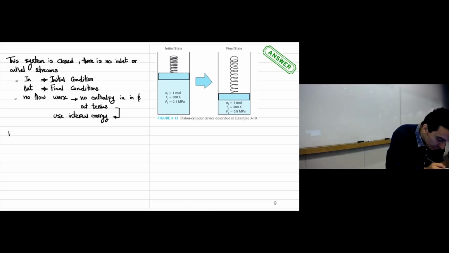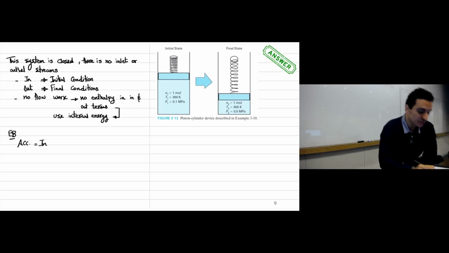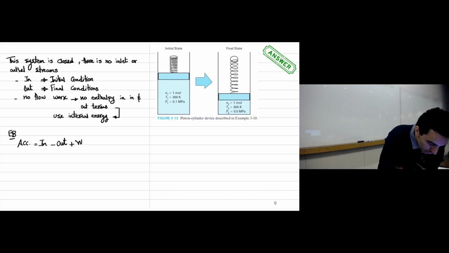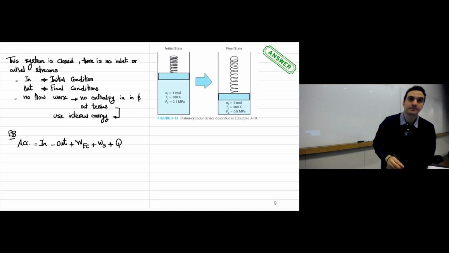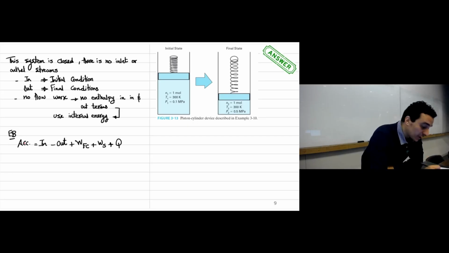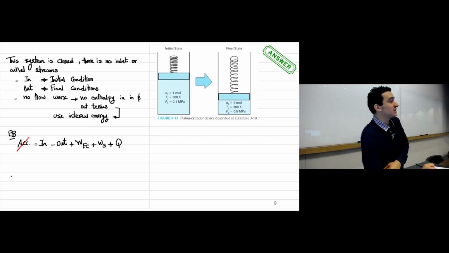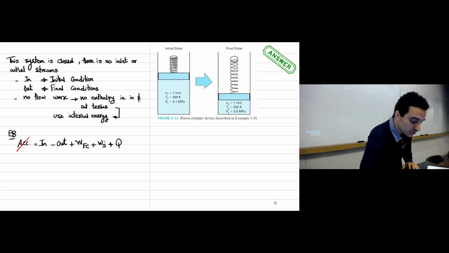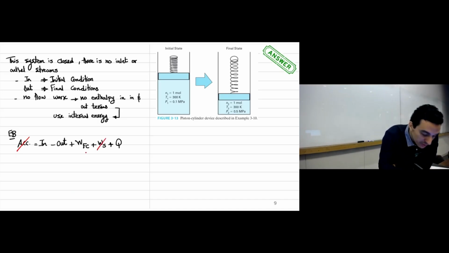Okay. So the energy balance equation: we have the accumulation term equal to in, which is the initial state, minus out, which is the final state, plus work of expansion contraction, plus shaft work, plus Q. Here he didn't mention any changes with time, so there is no accumulation, so we can assume it's a steady state. There is no moving part, so there is no shaft work. Here we need to find this work, which is requirement number 1, and this heat, which is requirement number 2.